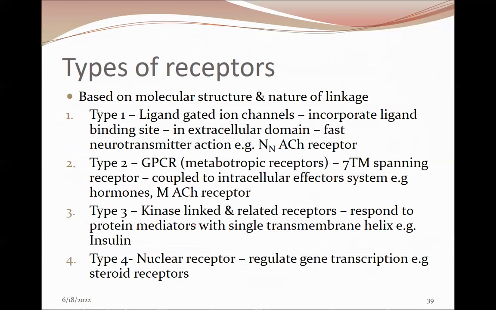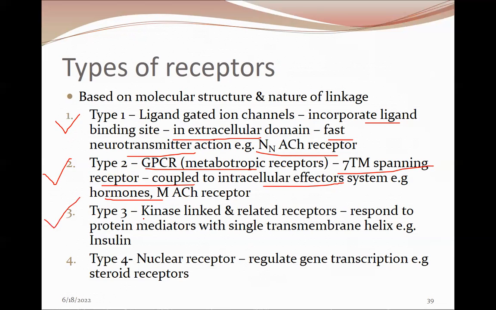So based upon the nomenclature, we have 4 types of receptor. The type 1 is the ligand-gated ion channel, which incorporates a ligand-gated binding site that is present in the extracellular domain, and it has fast neurotransmitter action, such as nicotinic acetylcholine receptor. Type 2 is G protein coupled receptor, which has a 7 transmembrane spanning receptor coupled to intracellular effects such as hormones and muscarinic acetylcholine receptor.